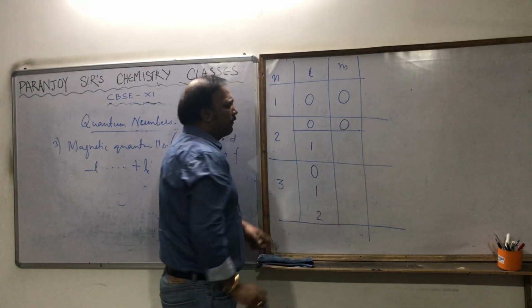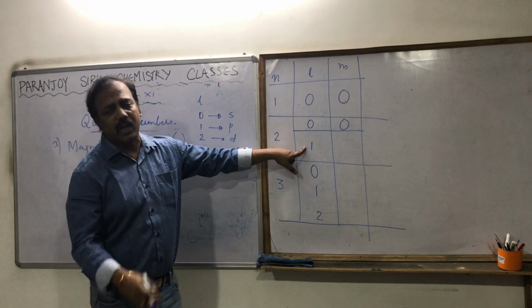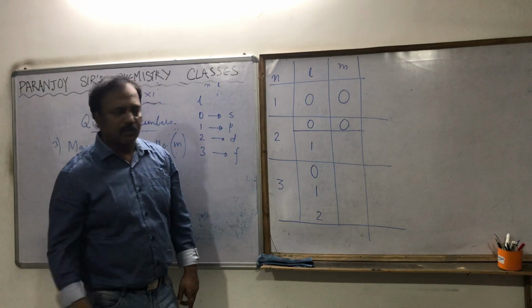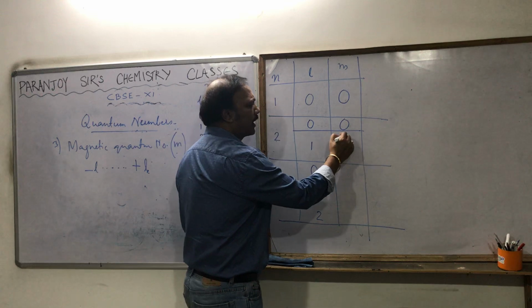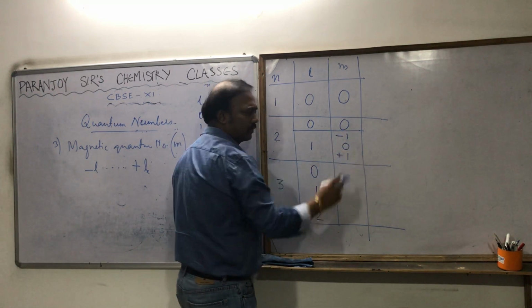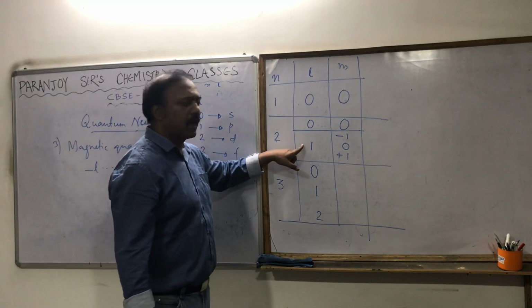But if L is equal to 1, what are the possibilities? It starts from minus 1 and ends at plus 1. So the possibilities are minus 1, then obviously 0, then plus 1. These are the possibilities when L is equal to 1.